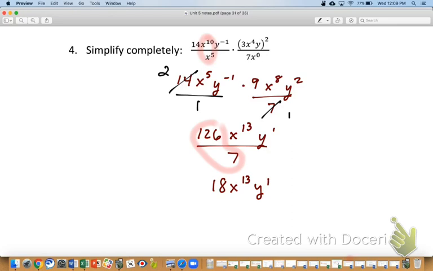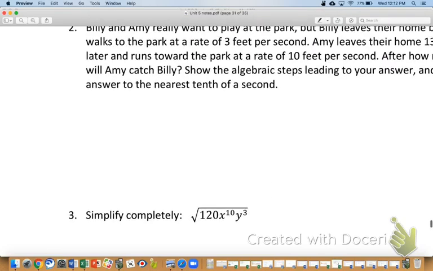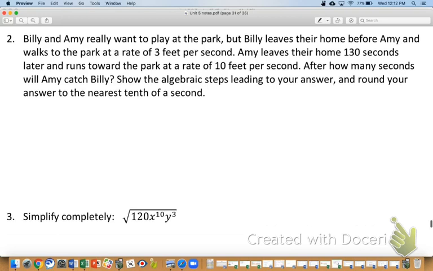All right, so if there's not any other follow-ups on 4, anything on 1, 2, or 3? Amy and Billy giving us a little trouble? I'm missing one element. Okay. So let's take a look at Amy and Billy wanting to play at the park. Okay, so as you know, I'm a fan of a picture. So I'm going to draw a picture of this. I'm going to say that here is their house. I'll put H for house.